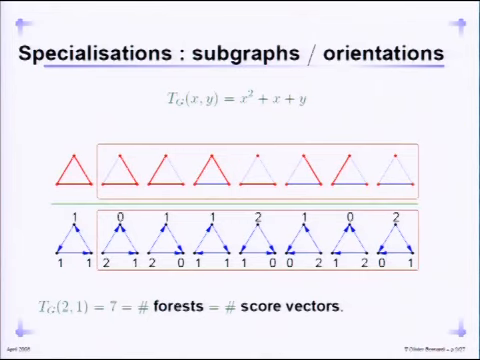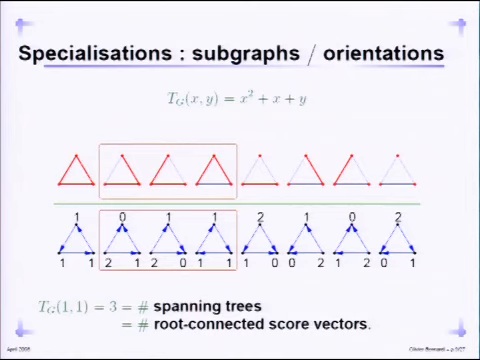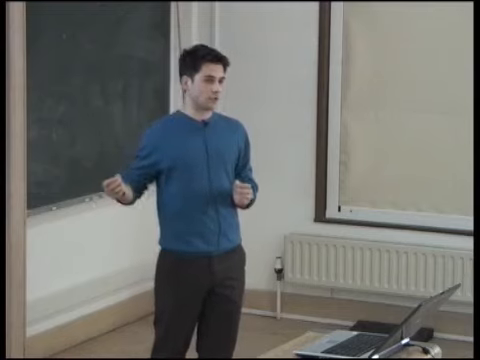Okay. Here I have given the two evaluations, and as you have seen, I have not cheated. I have put the same thing in corresponding each time. So if I look at the intersection of these two evaluations, in terms of subgraphs, this is counting the spanning trees, and in terms of orientations, these are counting the root-connected score vectors. So here maybe you wonder if this is well defined. One thing that I should mention is that the reachability in an orientation does not depend on the orientation. It depends on the score vector itself.